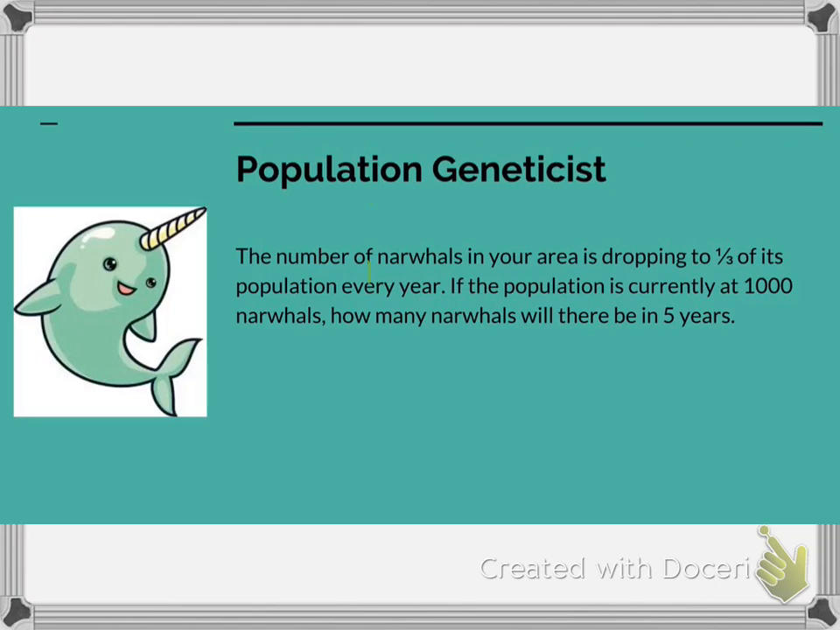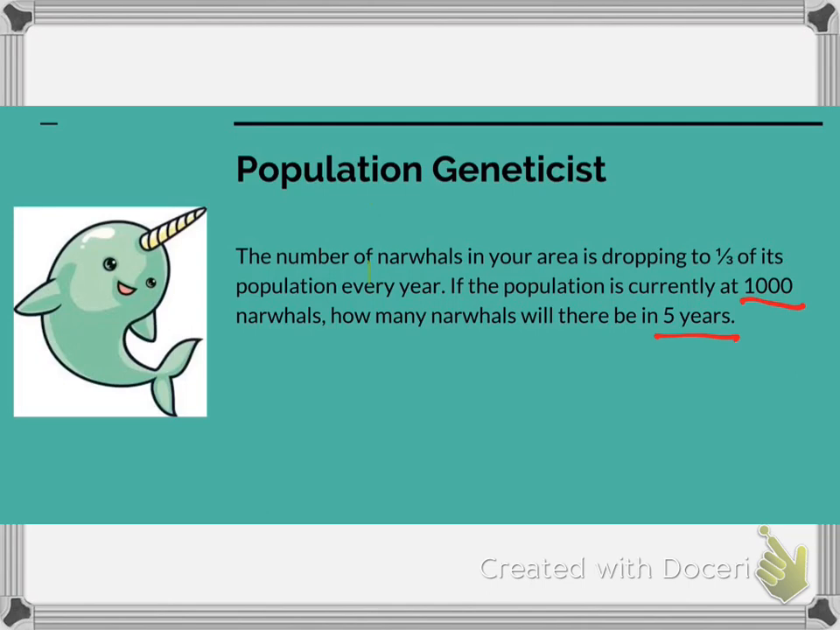You are a population geneticist, and the number of narwhals in your area is dropping to 1/3 of its population every year. If the population is currently at 1,000 narwhals, how many will be there in 5 years? So we have this decreasing narwhal population. We want to know how many are going to be left after 5 years.